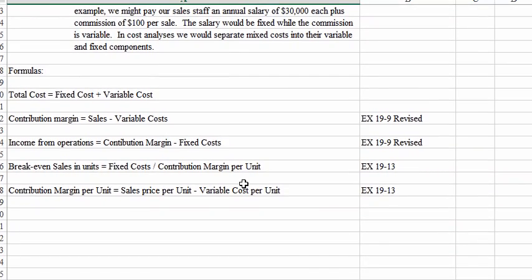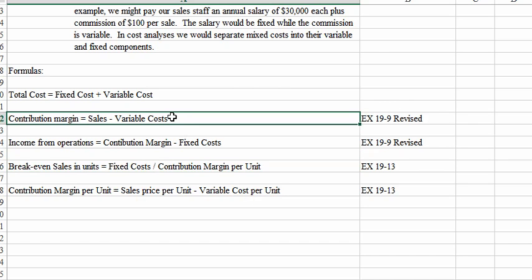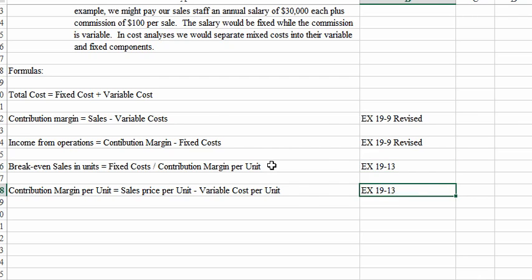Now the third one is one of my favorite things we look at in the book. We want to be able to calculate break-even sales in units. There we take total fixed cost in the top and divide by contribution margin per unit. Well, our contribution margin per unit is our sales price per unit minus variable cost per unit. Same as the formula up here, we just put it on a per unit basis. You'll use this formula to calculate the break-even point, meaning how many units do we have to sell in order to break even, at two different sales price levels in exercise 19-13.